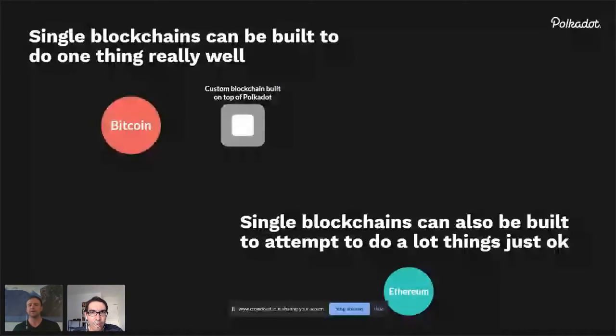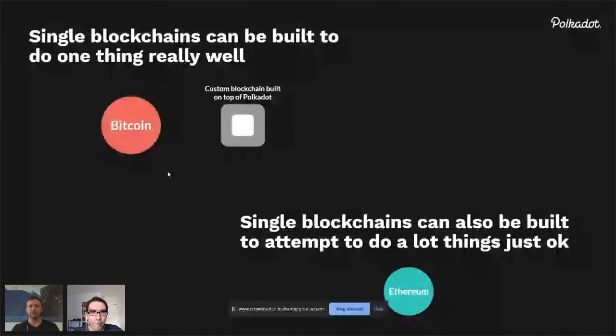Single blockchains from the past have also tried to do a lot of different things just okay. So platforms like Ethereum are trying to do everything from gaming to finance, running the full gamut of things, but they're not focusing on any one area, so it's really tough to be great at one thing.